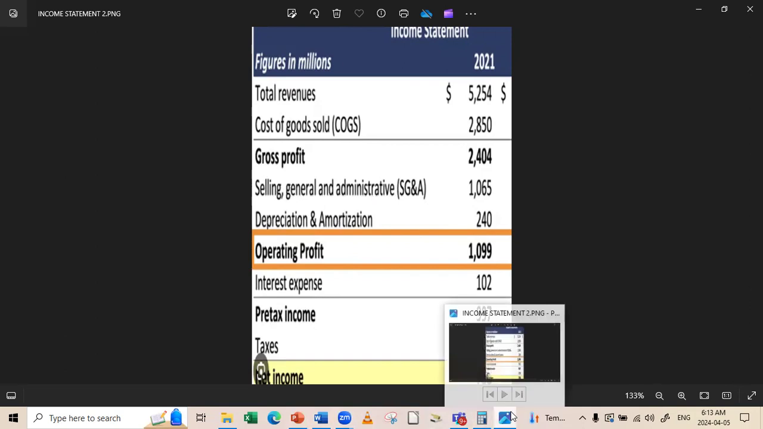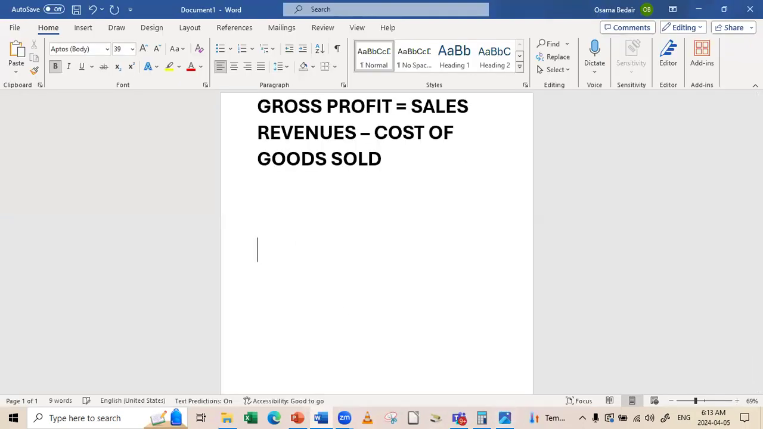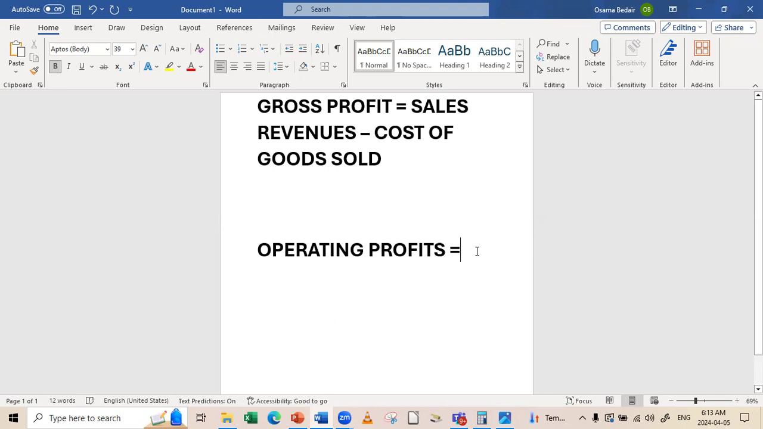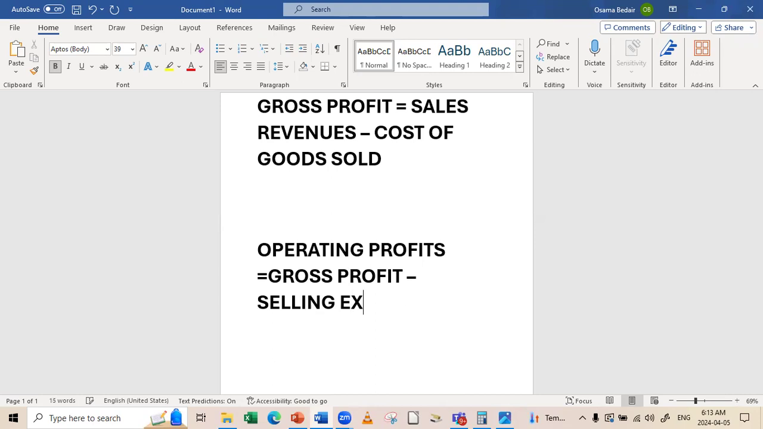So now I would say the second thing, operating profits will equal the gross profit, like we said before, minus the selling and administrative expenses, and minus also depreciation.